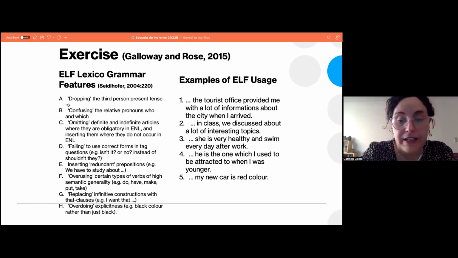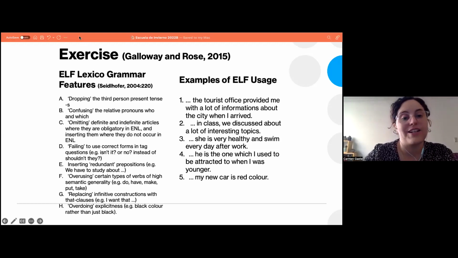Number three, she's very healthy and swim every day after work. That's right, very good. I'm sure that you are familiar with this type of mistake, again, in inverted commas, quotation marks, the dropping of the third person present tense S, yes? Now, this is a feature that is very much present in the discourse of proficient speakers. And again, it's not a problem, right? Interlocutors still understand this as something that does not create any problems, something that we don't have to stop and discuss.